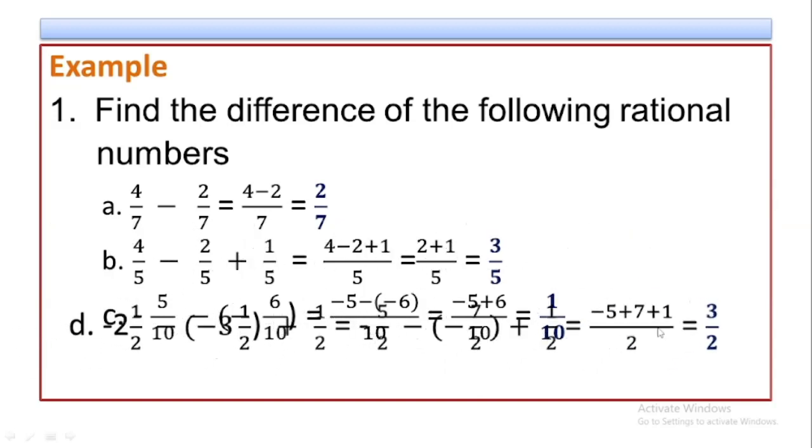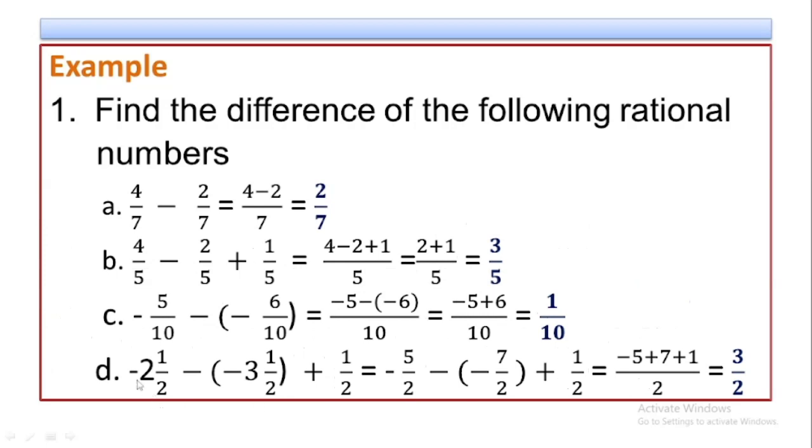Like this, we can determine the difference of the given numbers. The fourth one has mixed numbers. First, you have to change the mixed numbers into improper fractions. So 2 times 2 is 4 plus 1 is 5 over 2. It is negative here. 2 times 3 is 6 plus 1 is 7 over 2, still negative. And add plus 1 over 2. Look, the 3 fractions have the same denominator 2, and solve for the numerators.